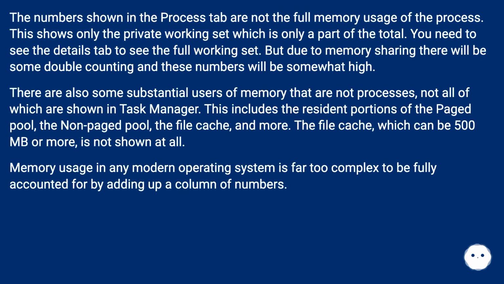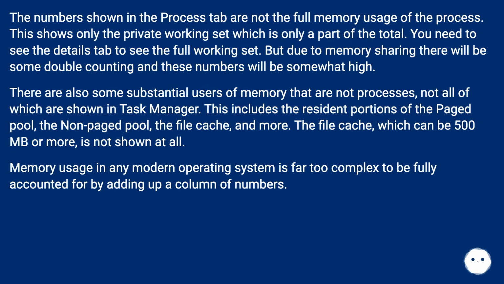The numbers shown in the Process tab are not the full memory usage of the process. This shows only the private working set, which is only a part of the total. You need to see the Details tab to see the full working set. But due to memory sharing, there will be some double counting and these numbers will be somewhat high.